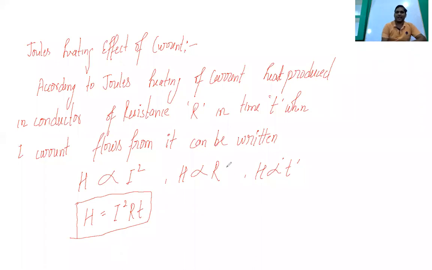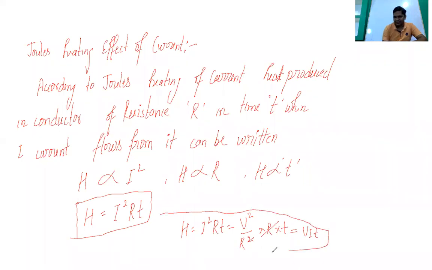This formula I square R into T is also equal to, if we put I is equal to V by R, V square by R square into R into T. Once you cancel these things, it will become V square by R into T, or you can write VIT. So these are basically the three formulas on Joule's heating effect.